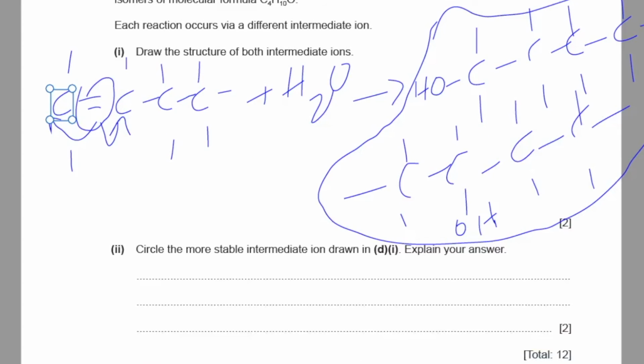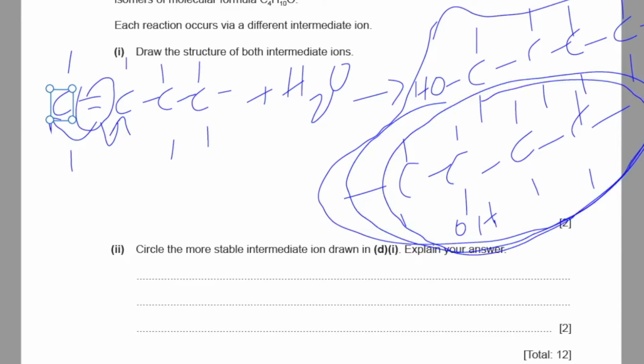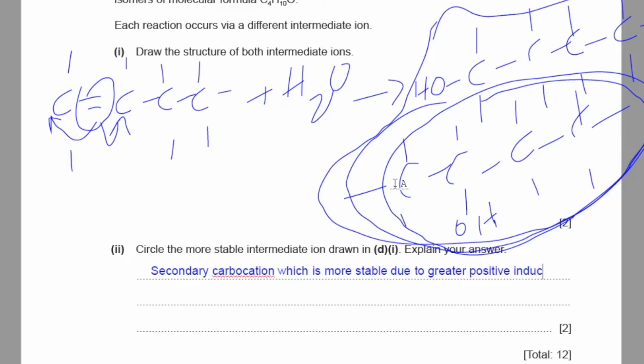Now circle the more stable intermediate ion drawn in D part 1, and explain your answer. So I would say that this is going to be the more stable one, and the reason is that the circled one forms a secondary carbocation, which is more stable due to the greater positive inductive effect of alkyl groups.